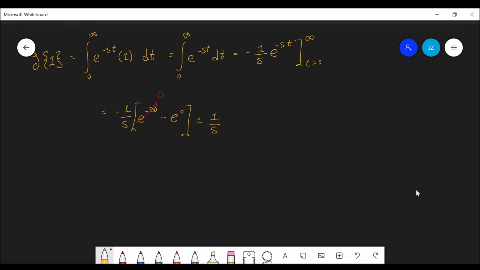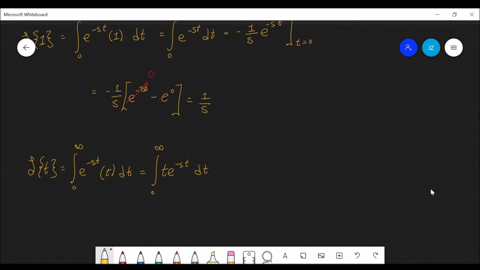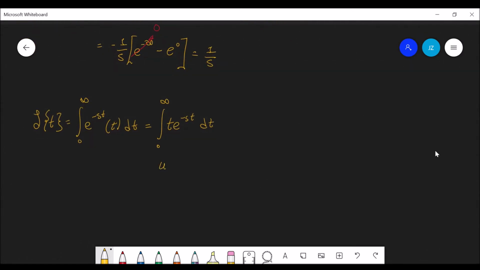Let's now look at the Laplace transform of t. So it's the integral from 0 to infinity of e to the negative st all times t dt. So the integral from 0 to infinity, t e to the negative st. This is going to require integration by parts. So we let u be t, which means that du is simply dt. dv will be e to the negative st dt, and so v is negative 1 over s e to the minus st.